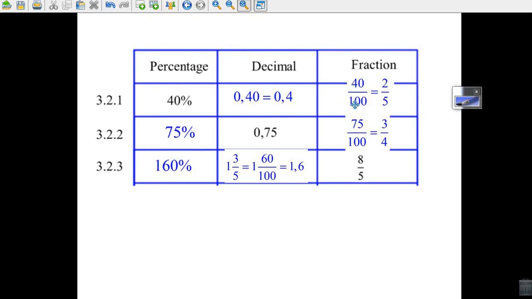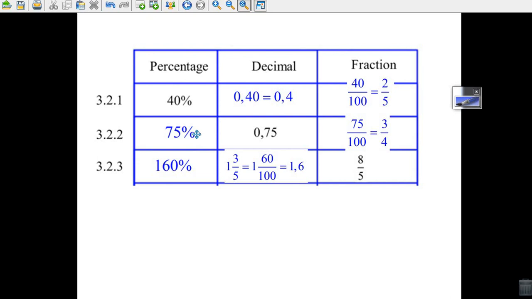Now 40 over 100, if you put that in your calculator and press equals, it'll reduce it automatically to 2 over 5. Because the biggest number goes into 40 and 100 is 20. 40 divided by 20 is 2. 100 divided by 20 is 5. That's why it's 2 over 5.